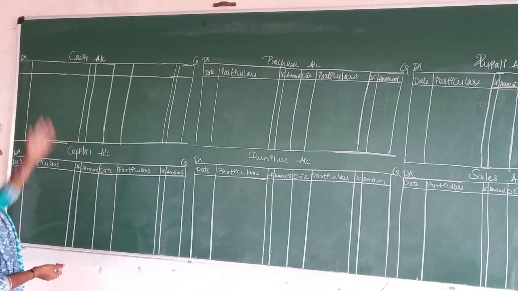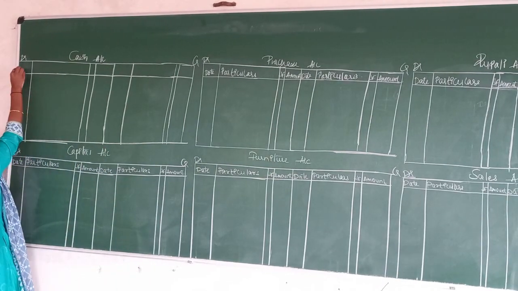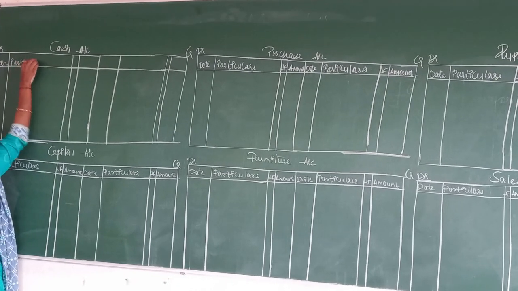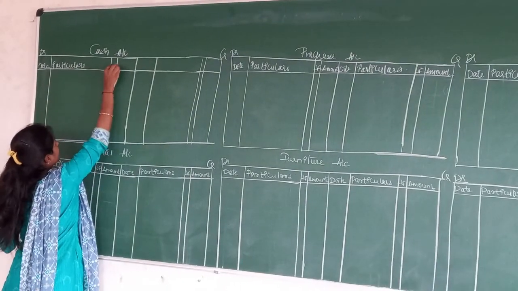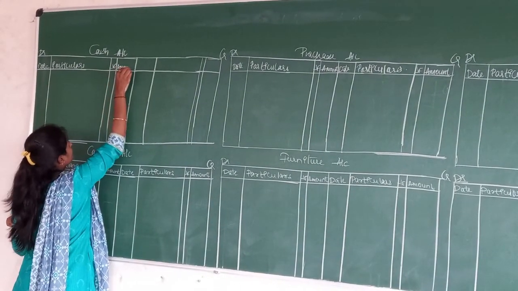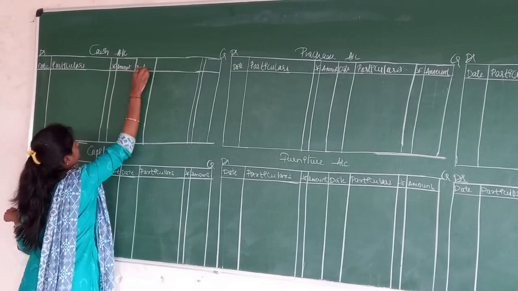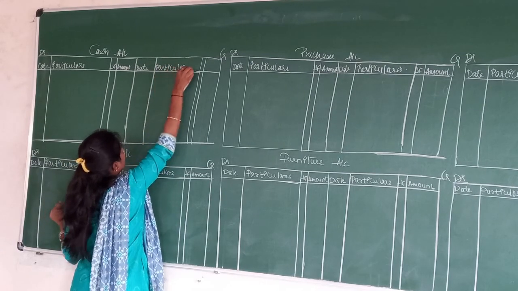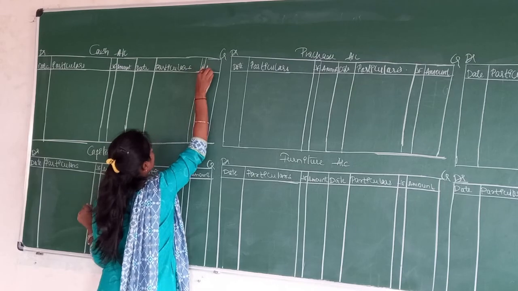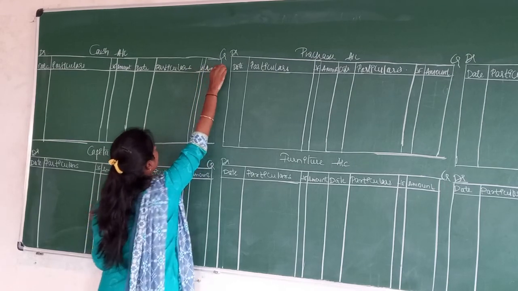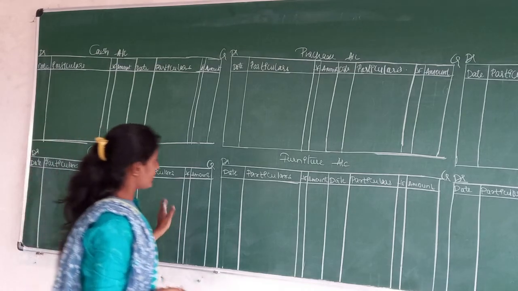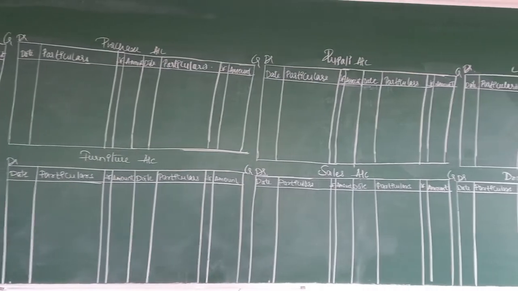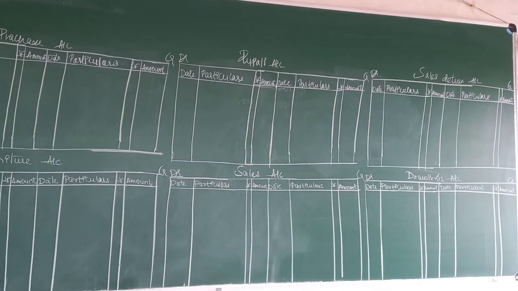So the first one is cash account, and here we need to write the date, particulars, GF, amount, again date, particulars, GF, amount. So see, as I have done here, you can see in all the accounts I have written the headings, that is date, particulars, GF, amount, date, particulars, GF, amount.